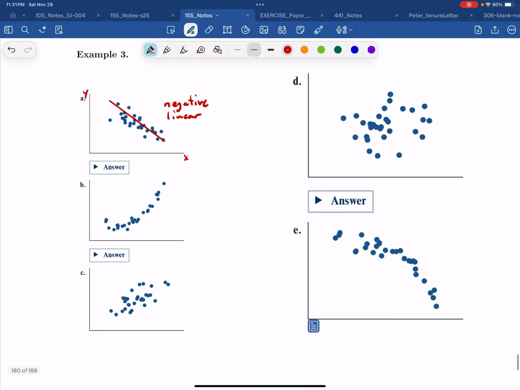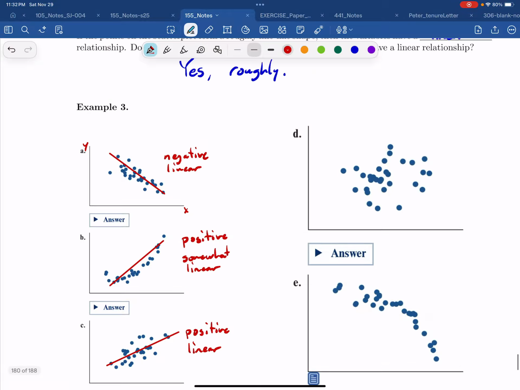What about for B? Positive, not really linear, but kind of linear. It's somewhat linear, you could say, I guess. I'll say somewhat linear. And then in this case, I would say this is positive and linear. What about for D?